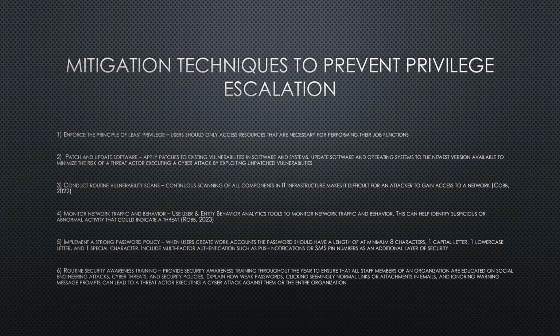To prevent privilege escalation, the following mitigation techniques need to be implemented. First, enforce the principle of least privilege. Users should only access resources that are necessary for performing their job functions. Second, patch and update software. Apply patches to existing vulnerabilities in software and systems.